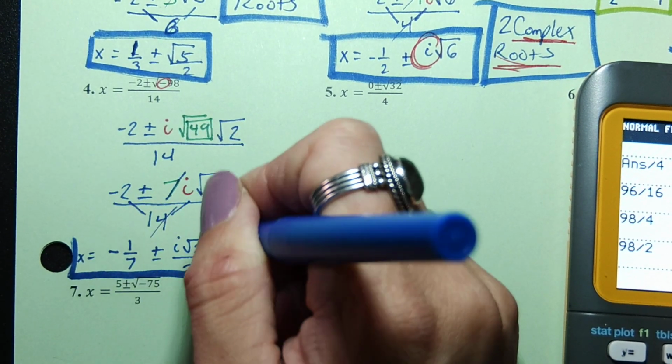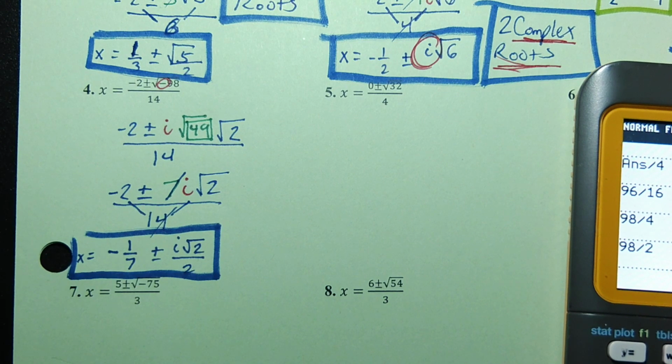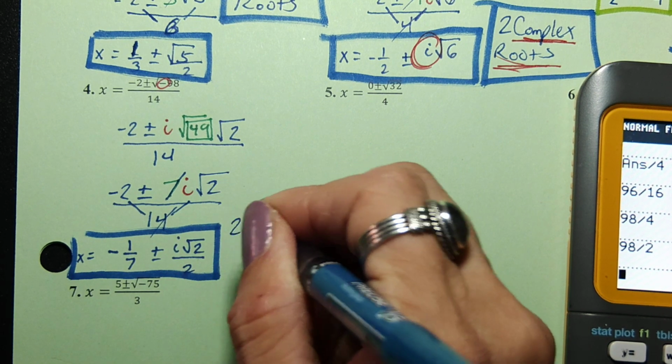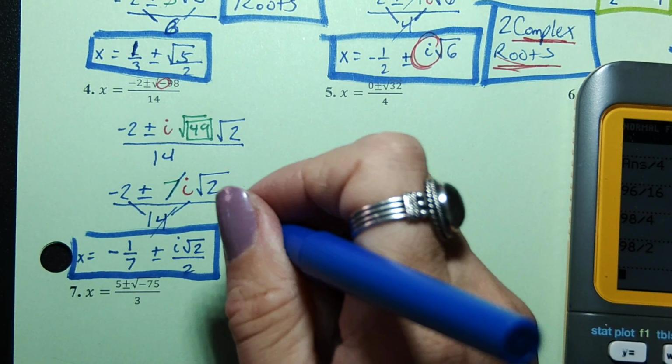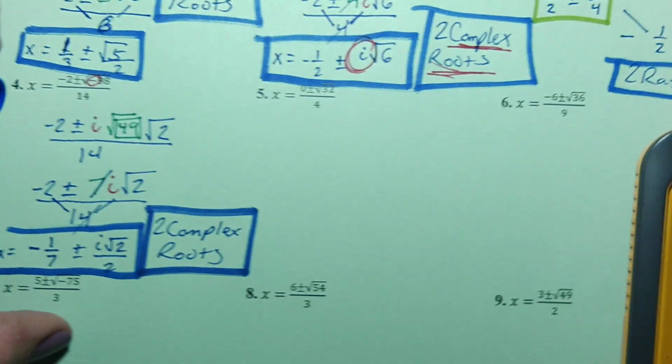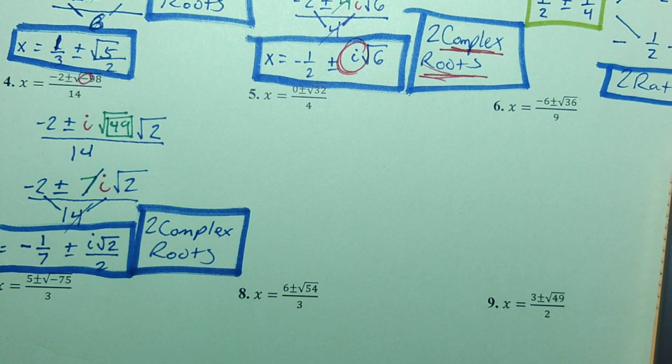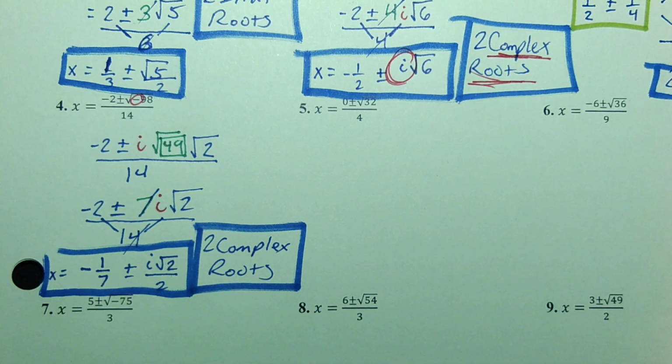So unfortunately with the imaginary ones, there's no way of checking ourselves other than looking at the graph and seeing that there are no real solutions. So there are no x-intercepts that I can actually see on the graph. So this would be 2 complex roots. What questions do we have so far? All right, moving on to the next one.